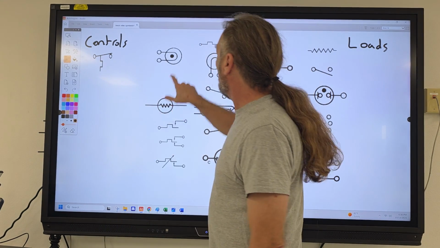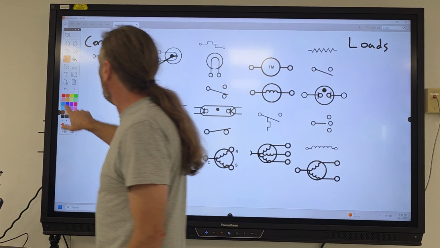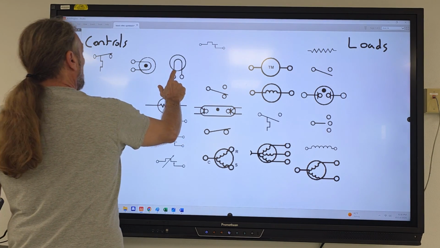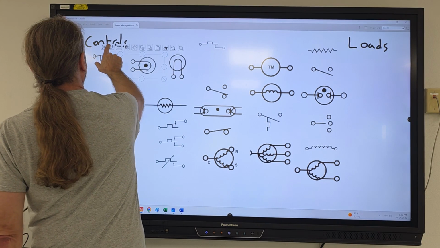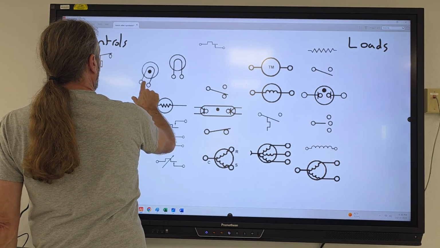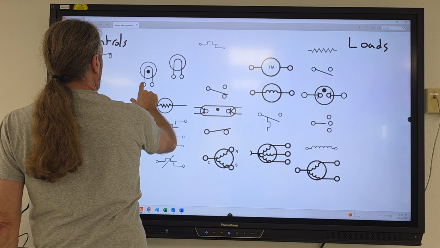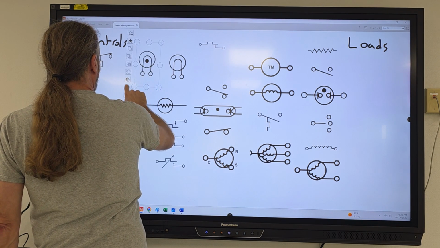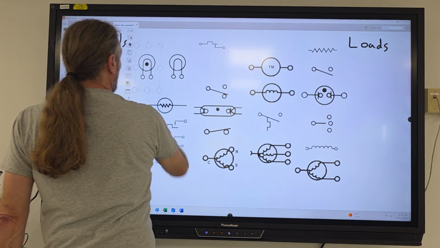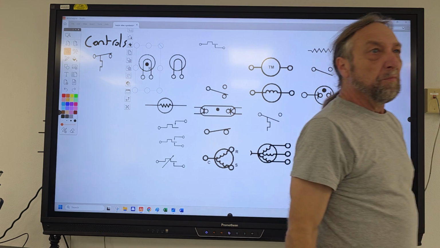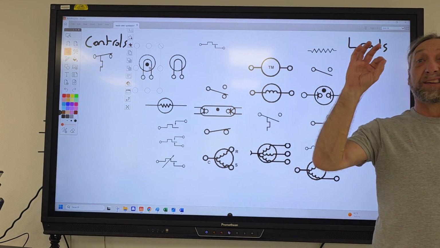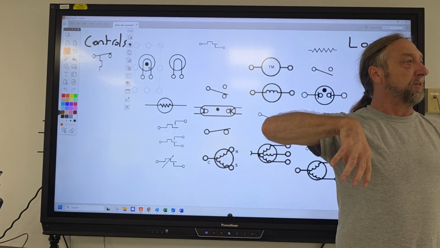So what's the difference between this light and this light, besides the fact that, let me just rotate this one. Is it the dot that is the difference? The dot. Yeah. What does the dot mean? The dot denotes that there is a gas inside that bulb.